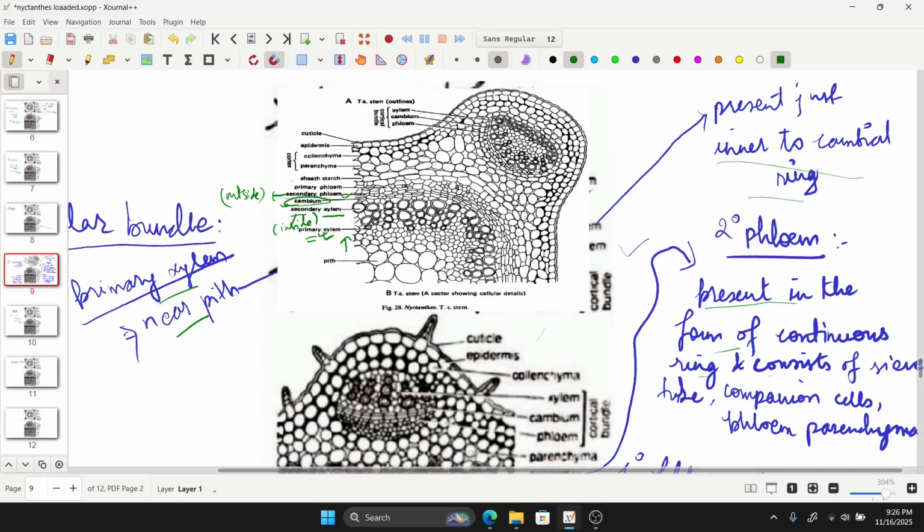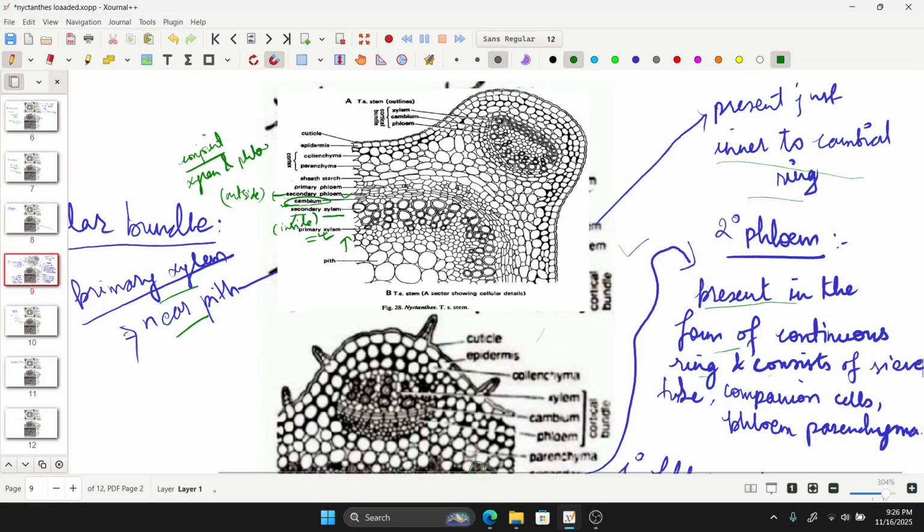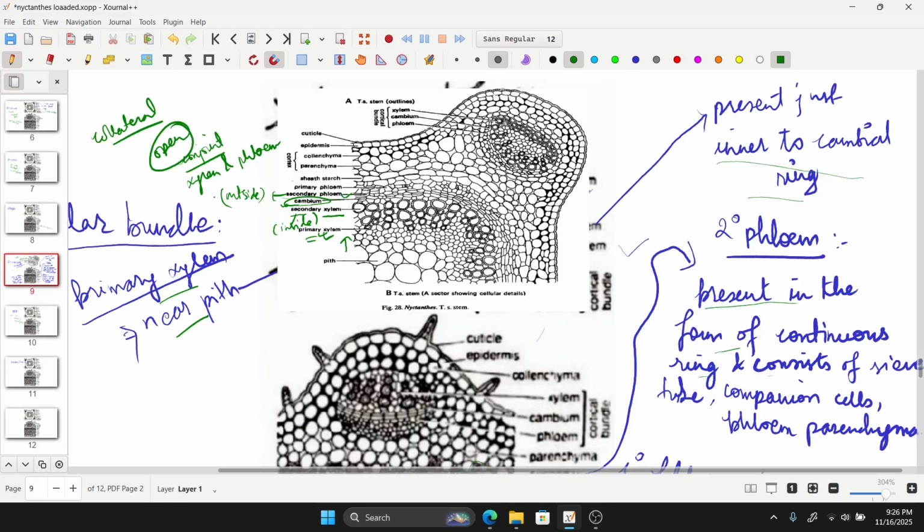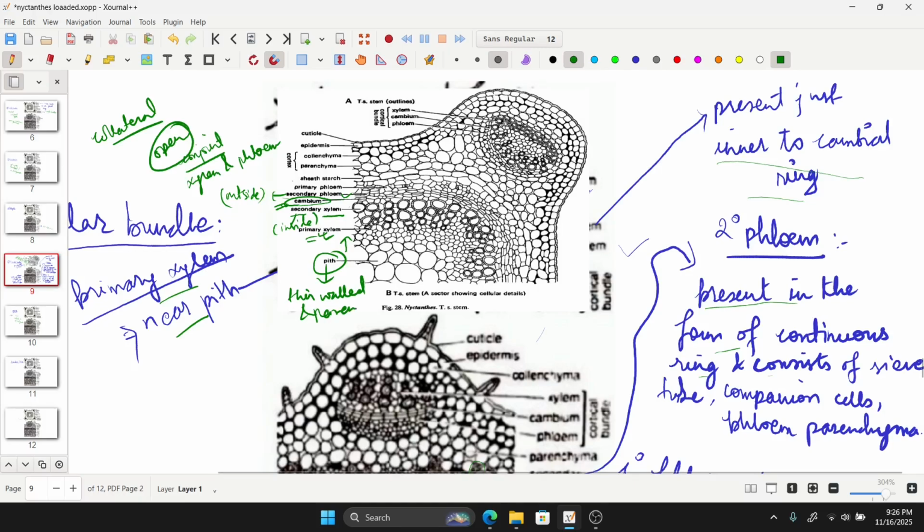As there is the presence of cambium, it is open. It is conjoined, that is both xylem and phloem are present at the same radius, and collateral, meaning here that the phloem is at the periphery and xylem is at the center, and it is open type, that is there is presence of cambium. So this is the case of the vascular bundle. And now let's talk about the last one, that is the pith. Here the pith is thin walled, and it is of parenchymatous structure.